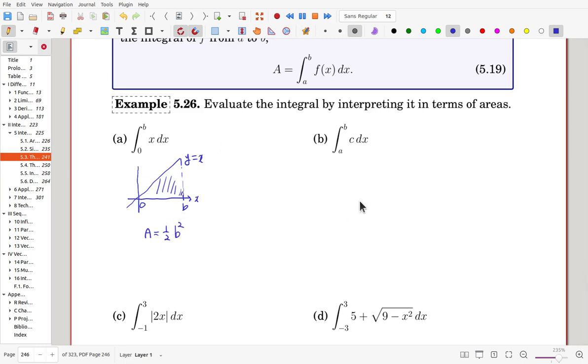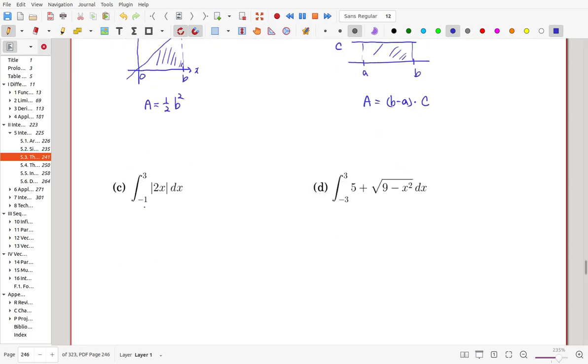Okay. Now that is here pictorially from a to b. Now the height is c, so that integral is representing the area. Quite easily the area is here, bottom length is b minus a, and height is c. Right?